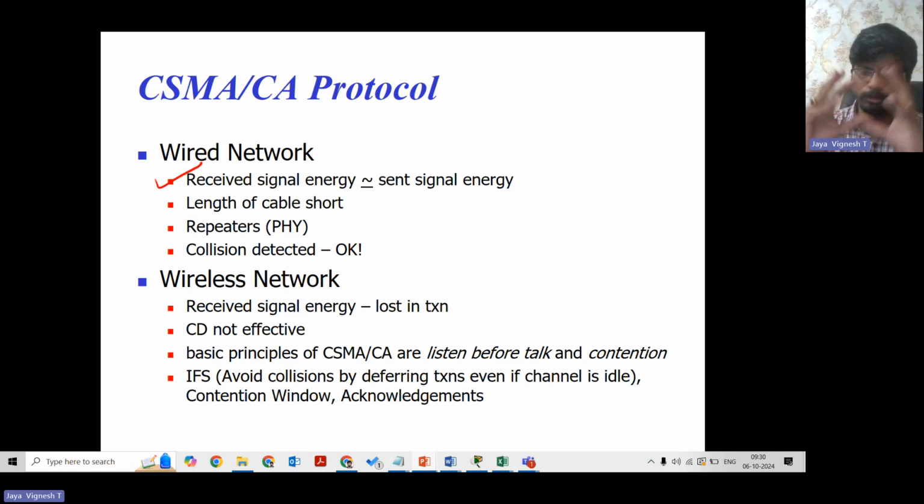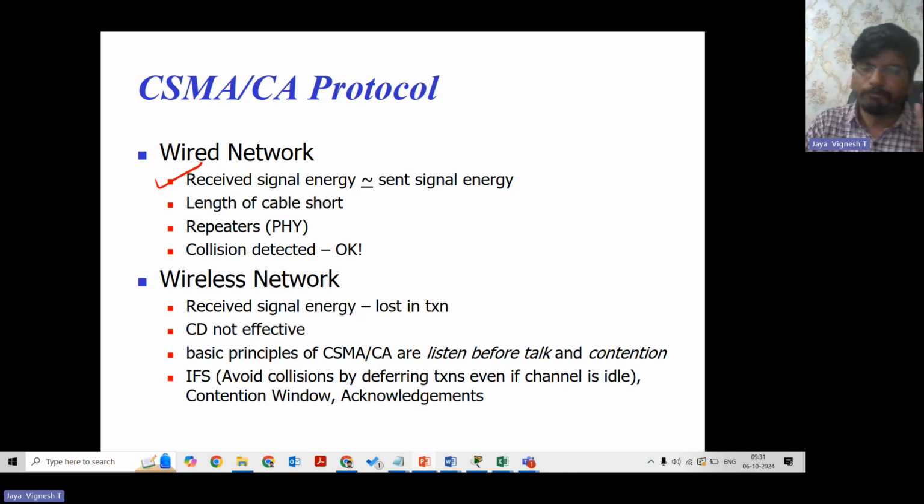So if a collision happens at a distant station, you can't expect double the energy to add up, because of the signal fading effect, where much of the signal is already lost in transmission. And so an added-up signal could not let you effectively detect collision. Also, wireless is half duplex, so simultaneously transmitting and listening on the same frequency is typically a challenge. Hence collision detection is not going to be effective in wireless network scenarios.